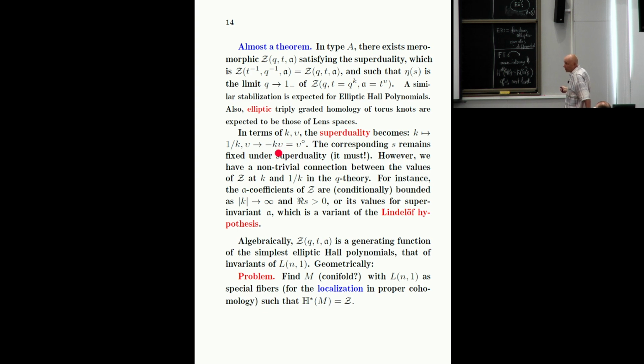Minus KV here. In the limit, it appeared that K goes to 1 over K, of course, because Q goes to T, T goes to K here, right? Then V goes to this particular. This is exactly the symmetry of the formula for zeta function. What could happen if there is no such symmetry here?